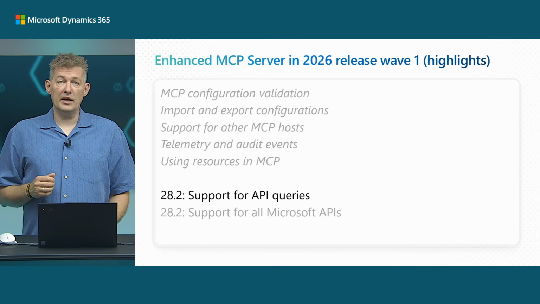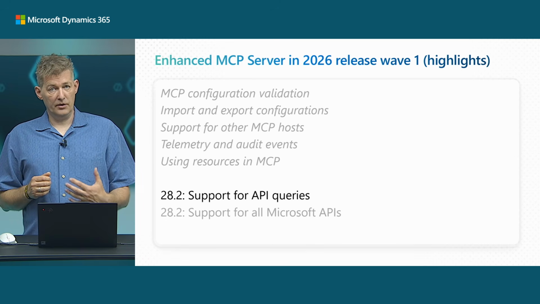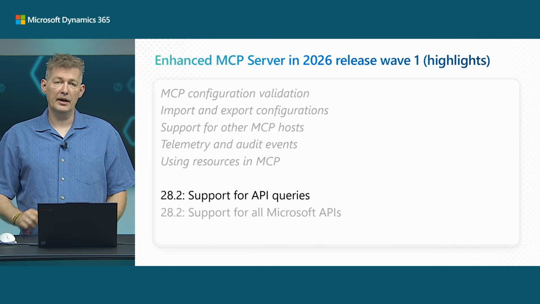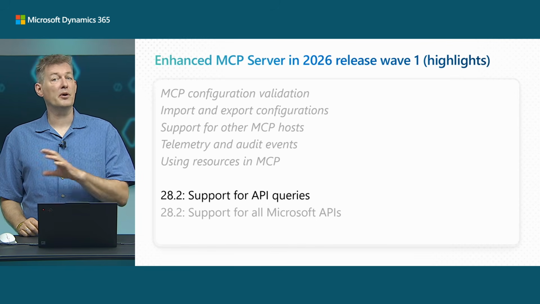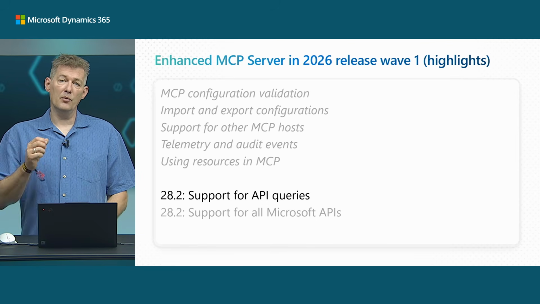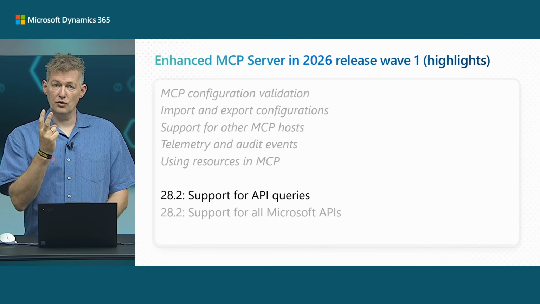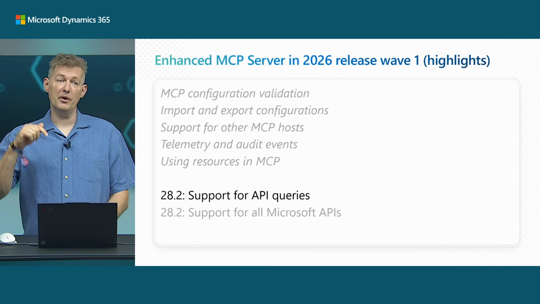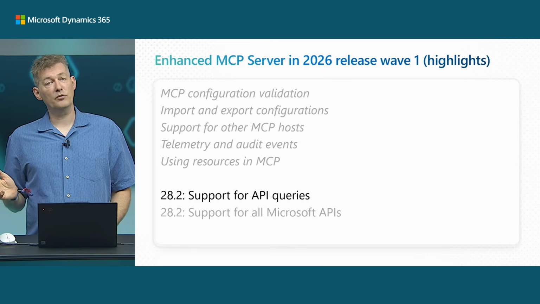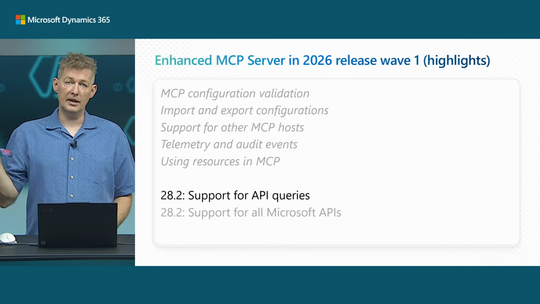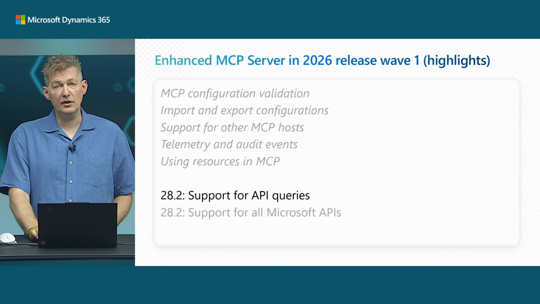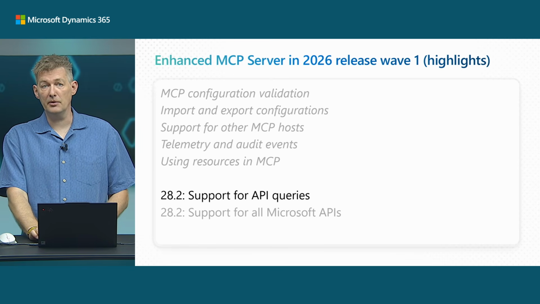In the release wave 1 for Business Central here in 2026, highlighted in italic, you can see what we already shipped in April, and we now have in version 28.2 two new things: support for API queries, this video, and support for all APIs, the next video. Let's dive in to see how you enable API queries.